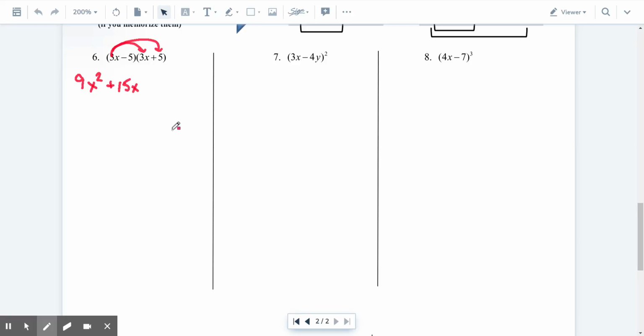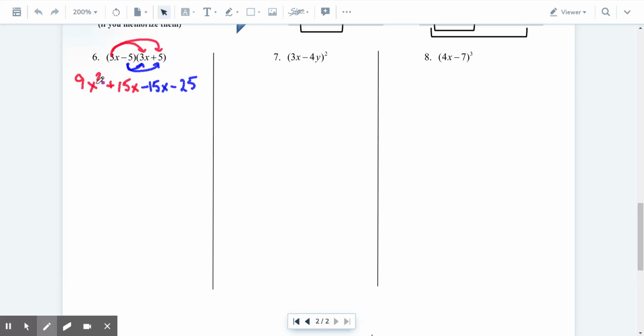Okay? And so now we need to do the same thing. We still need to take this negative 5 on the left times the terms on the right. So negative 5 times 3x is negative 15x. And negative 5 times positive 5 is negative 25. And so the only thing left for us to do, we've multiplied, we have our 4 total terms there, is we still need to combine like terms.